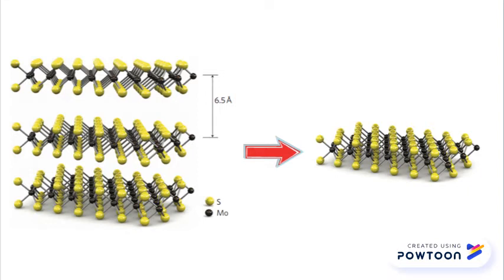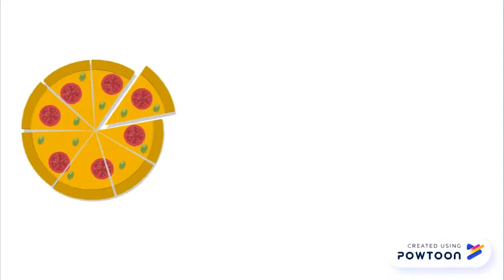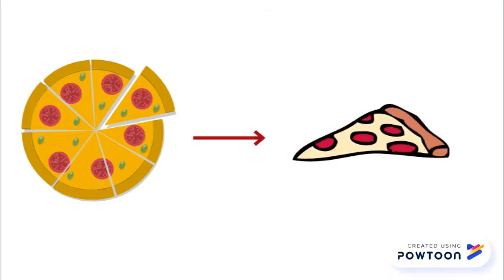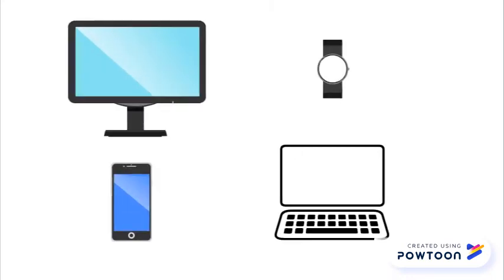But why are these ultra-thin sheets so special? Let's take the example of a pizza. When we slice a pizza, the pizza slice tastes and smells exactly like the original pizza. 2D materials, when sliced or thinned down to the monolayer limit, show far superior properties than their bulk counterparts, thus making them much more important for applications.